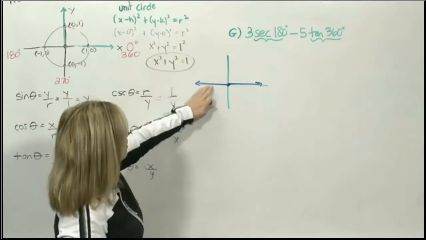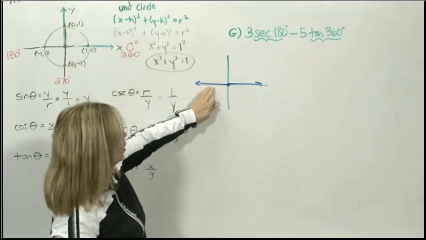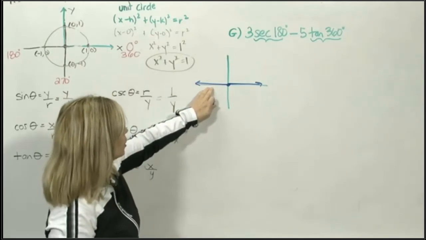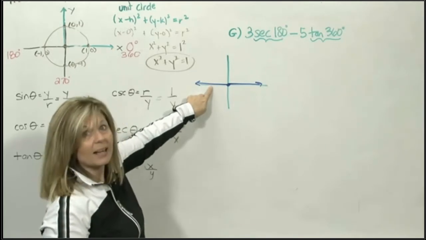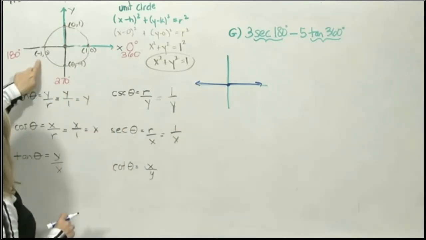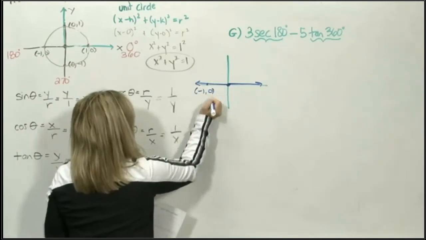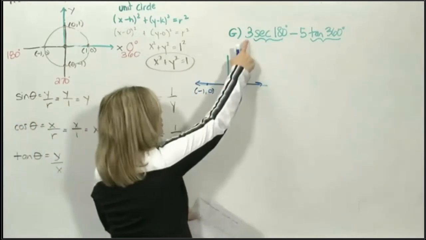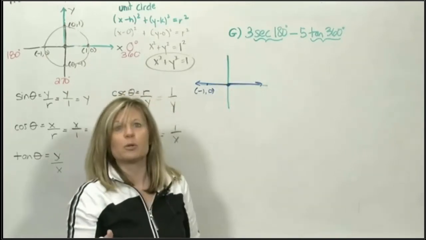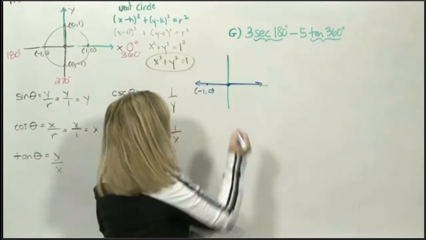So what I want to do is I want to find the corresponding ordered pair from the unit circle. So I'm on the negative x-axis. So the negative x-axis, I would use this point, negative 1, 0. All right? Now you're going to say, what do I do with that 3? You do with that 3 exactly what you do with 3a. You leave the 3 there.